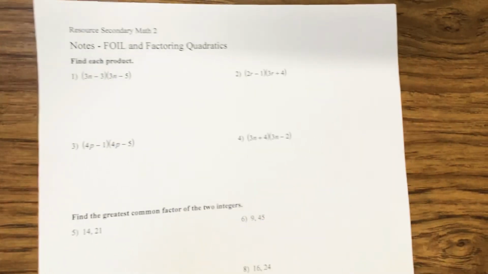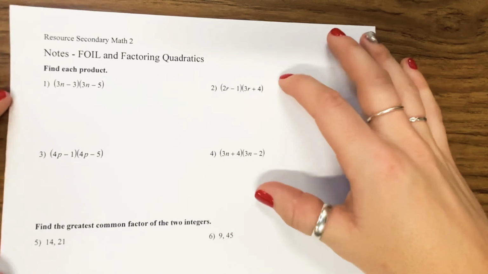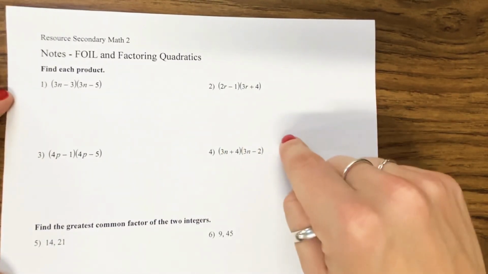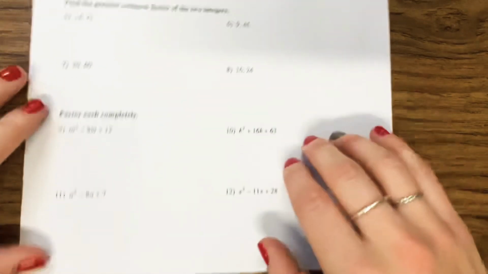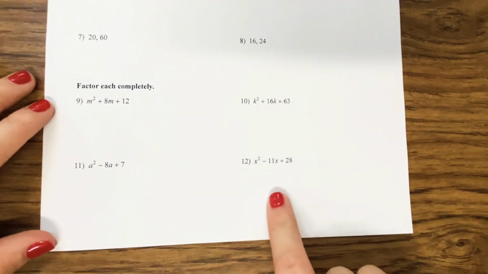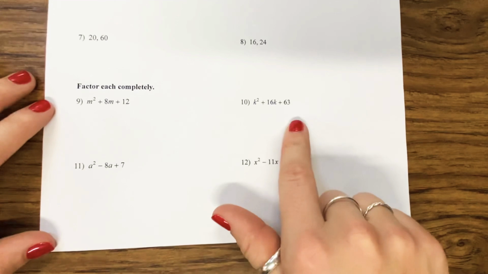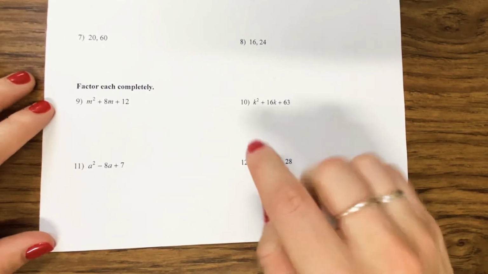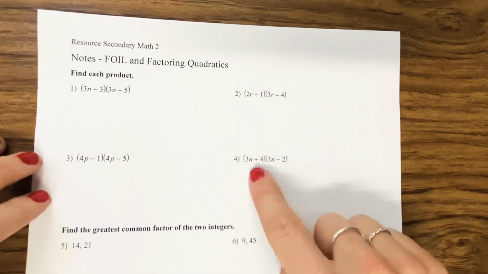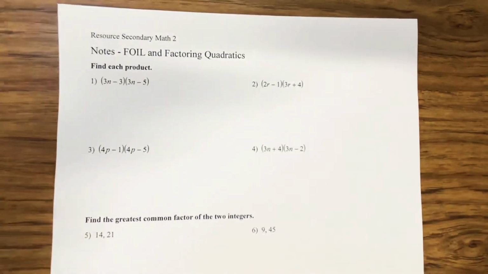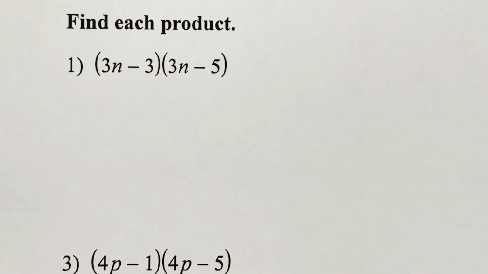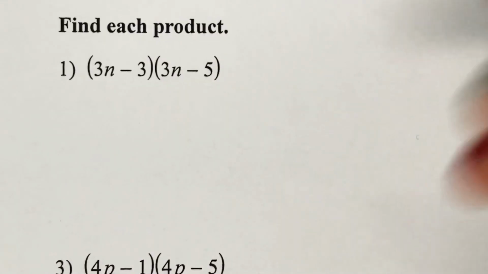Okay, so 1 through 4, think of that as like tying your shoe. We're going to go from here to a quadratic. Well then if we go down here to 9 through 12, these guys are like untying the shoe. We're going backwards, so we're going from a quadratic to two binomials. Okay, so that's what we're going to review really quick. So let's look at number 1. Let's go ahead and use FOIL on number 1.